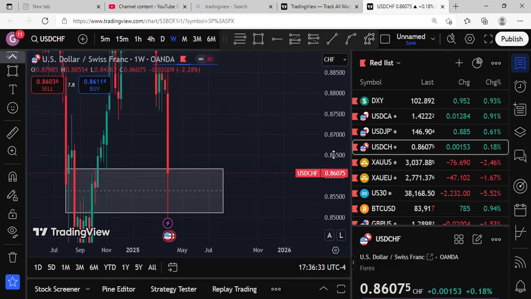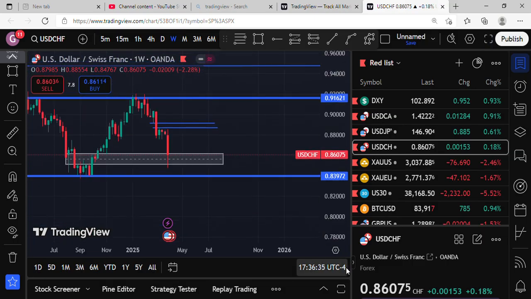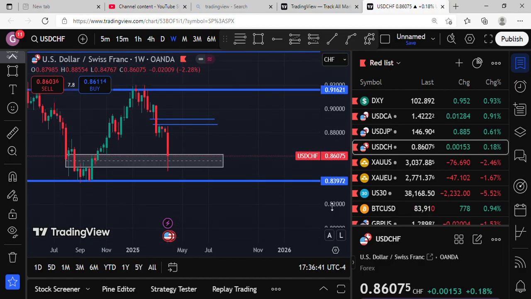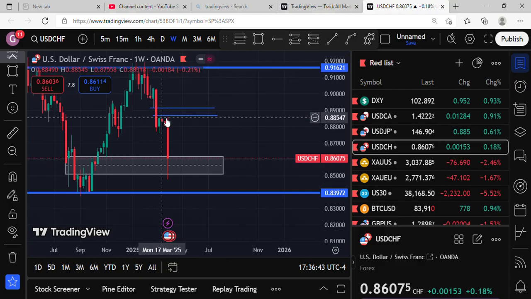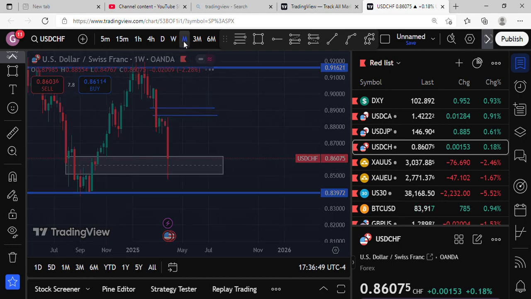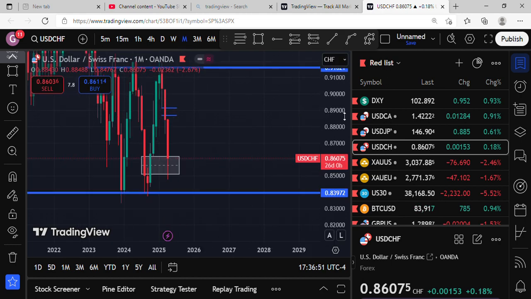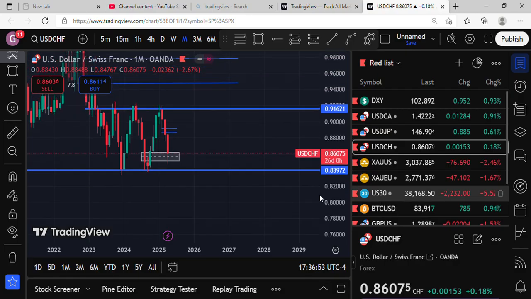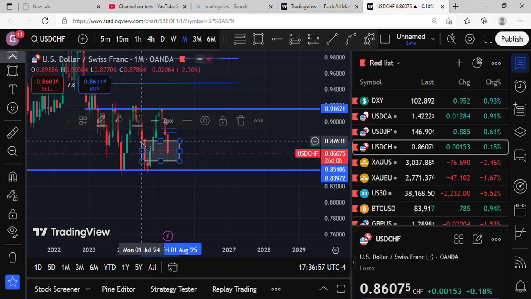Now this is the analysis I did in the previous video where I said I wanted to see USDCHF dig into this bearish fair value gap and then run down into this inverse fair value gap. Now let me go into the monthly and then just do a quick recap. Okay, a quick recap. So in the monthly, what I did was I marked this inverse fair value gap.